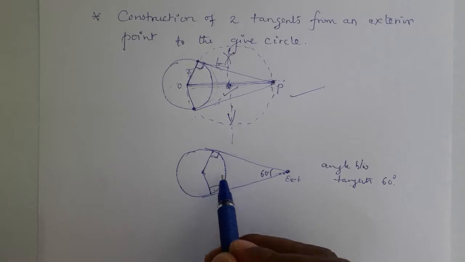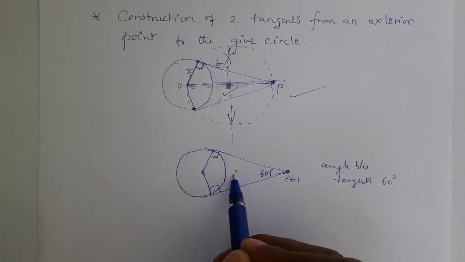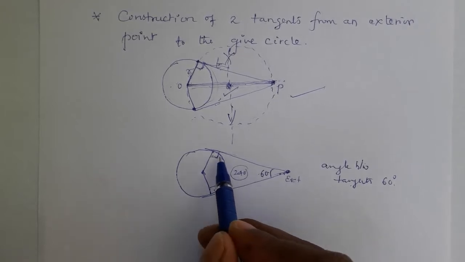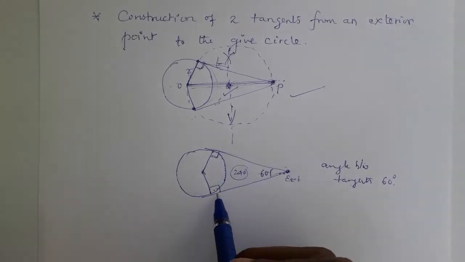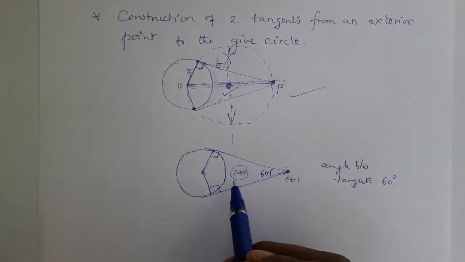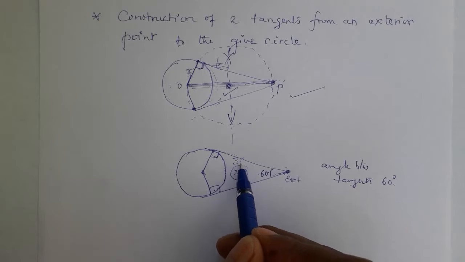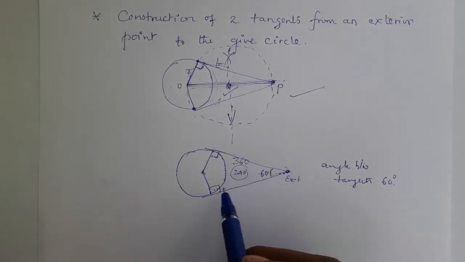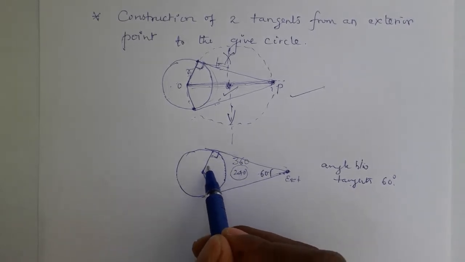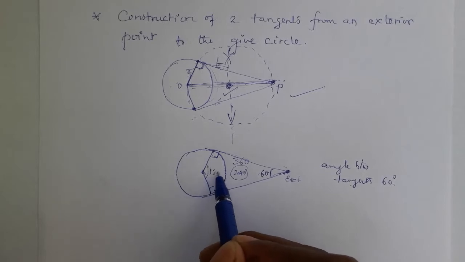So 90 plus 90 plus 60 degree, totally you will get 240 degree. We know that this is a quadrilateral. It's not a cyclic quadrilateral, but a general quadrilateral. In a quadrilateral, you know that the total angle is 360 degree. So 60, 90, 90 become 240. Now the remaining is 120 degree.